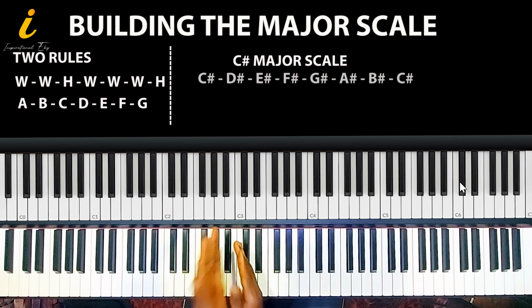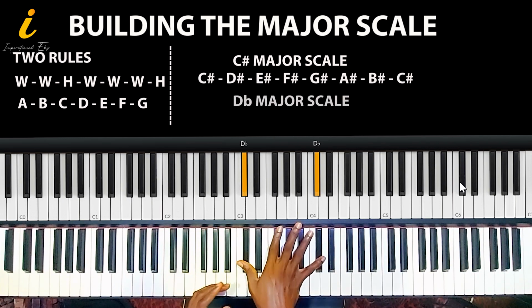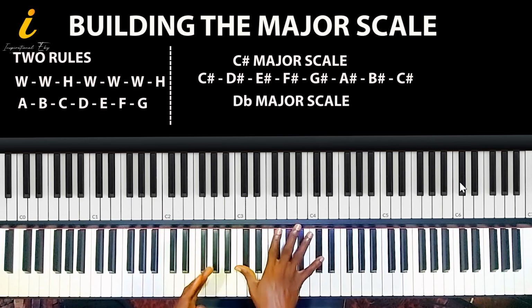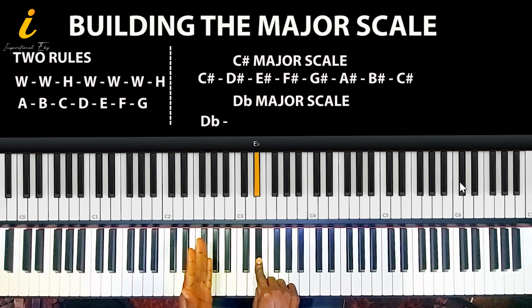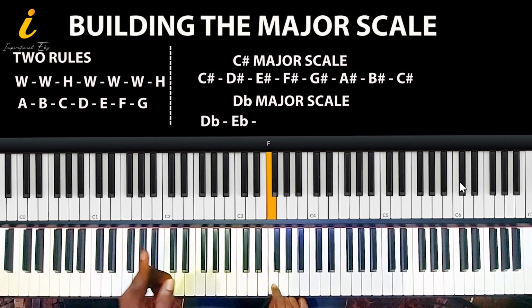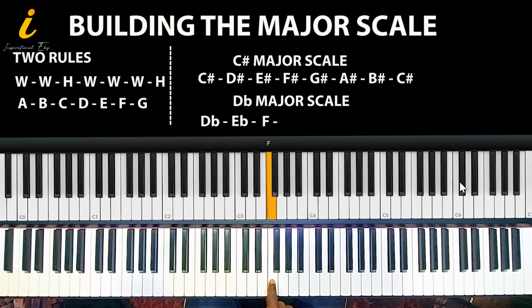Now let's see the D flat major scale. Back to that same pitch there, the D flat major scale. So we have D flat. First interval, whole step. After D, we have E. So this is E flat. Next interval, whole step. And after E is F. So we are already on F. F, right? Are you seeing it? So in the key of D flat, we have an F. But in the key of C sharp, we don't have an F.